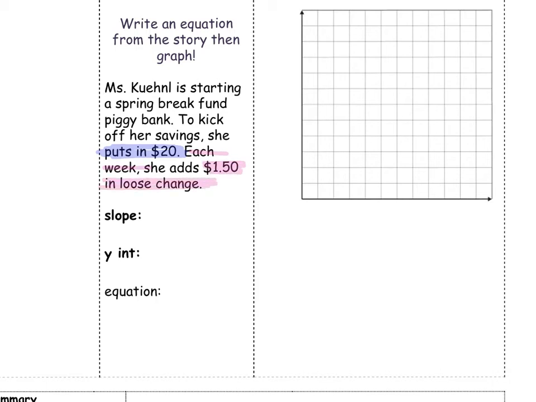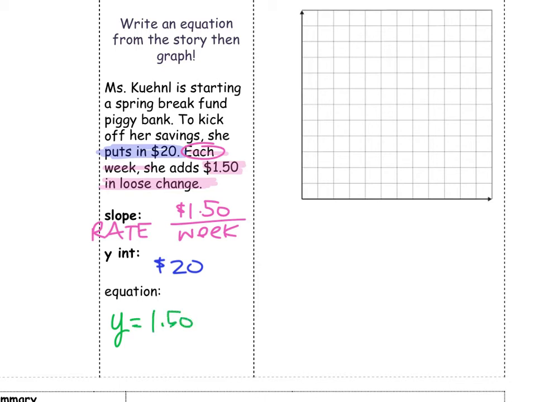So I'm able to identify my slope and y-intercept. My slope, remember, is that rate. That's going to be something that happens regularly repeated, so that each keyword is really going to help us. $1.50 in change per week. So I have my rate. I also have that y-intercept. I put in $20, my starting point of 20, and then I can go ahead and write that equation. Y equals mx plus b, y equals $1.50x plus 20.